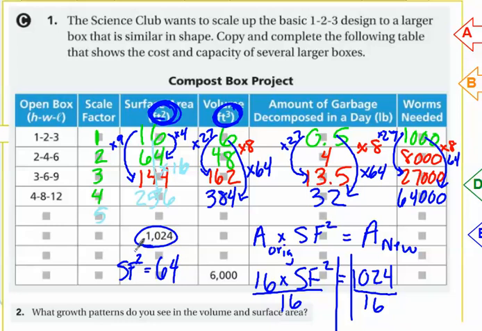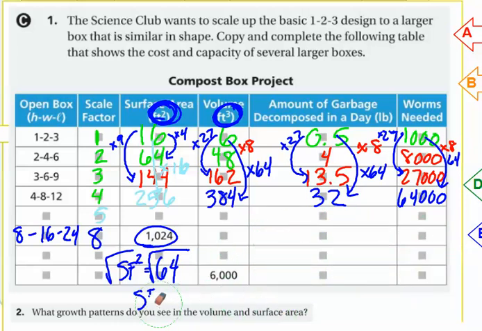Now to undo a square, I'm going to find the square root of both sides, and the scale factor is 8. From that information, I can multiply this 8 by each of these sides, and I get 8, 16, 24. From there, I can find the volume, the amount decomposed, and the worms needed.